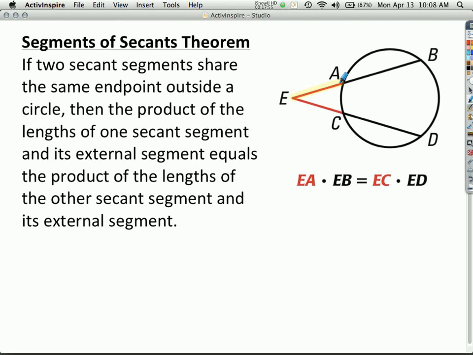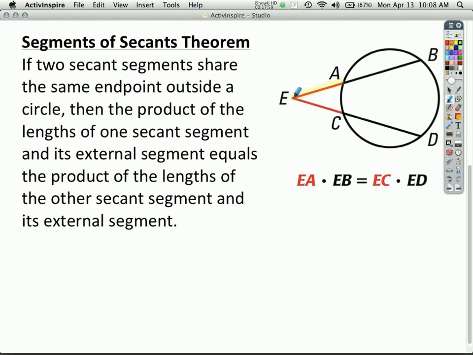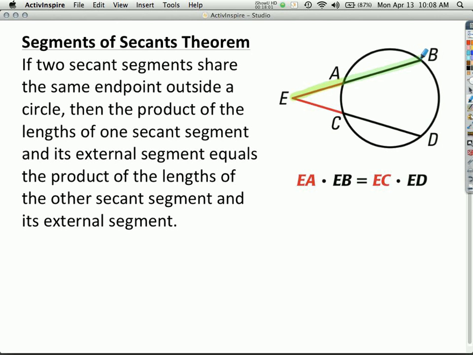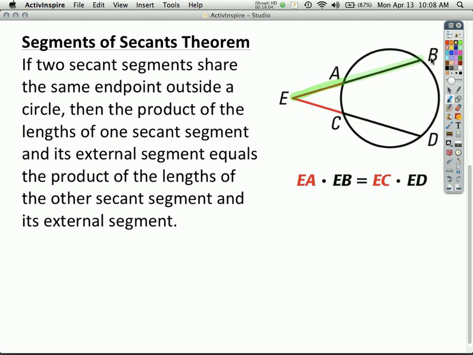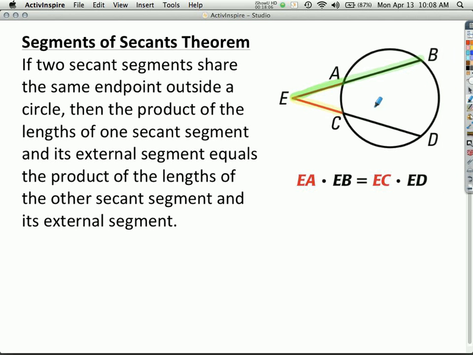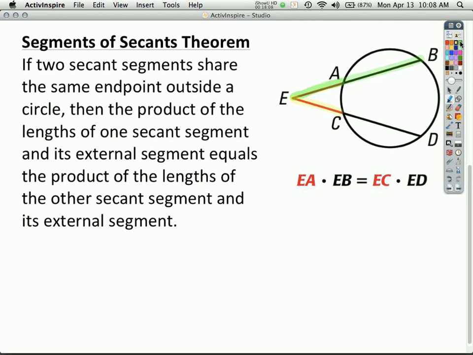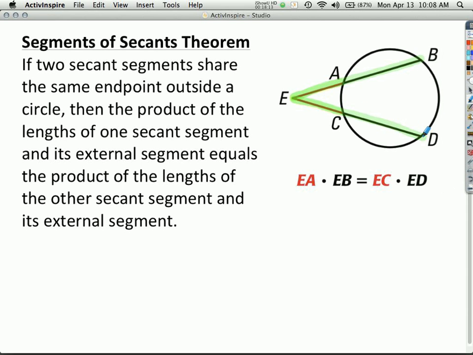The product of the external segment and the whole secant will equal the product of this external segment and the whole secant. And that's what's illustrated here. This is the external segment times the whole secant, external segment times the whole secant. Any questions about that?